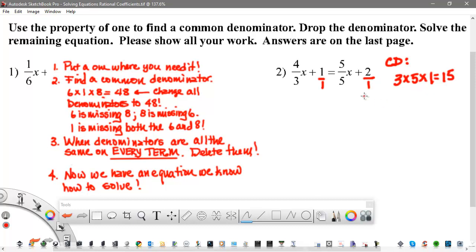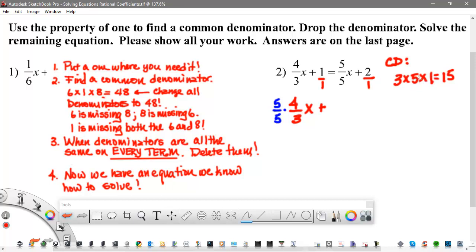Now we want to take a look at the numbers that are missing to get the denominator to 15. So if I take 4/3 x, let me do this in blue. Do you see the 3 times 5? This 3 is missing the 5 to get 15. That means I will multiply 5 on the bottom, and remember I have to use a form of 1, so I'm going to do the 5 on top. When you multiply fractions, it's numerator times numerator, denominator times denominator. Okay, let's take a look at the 1.